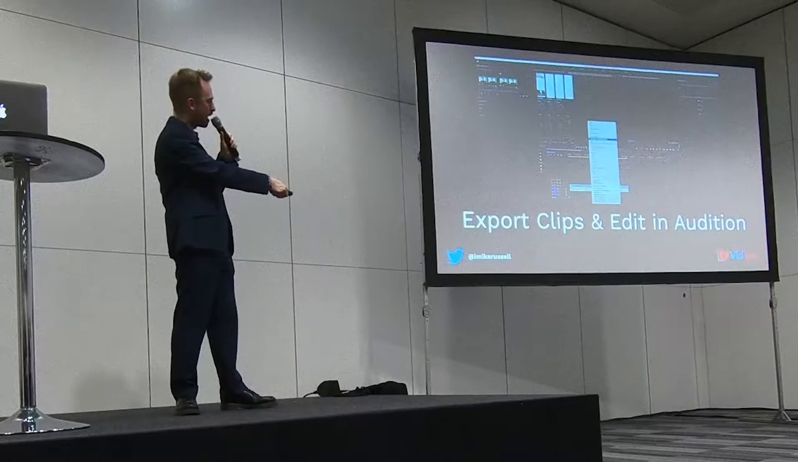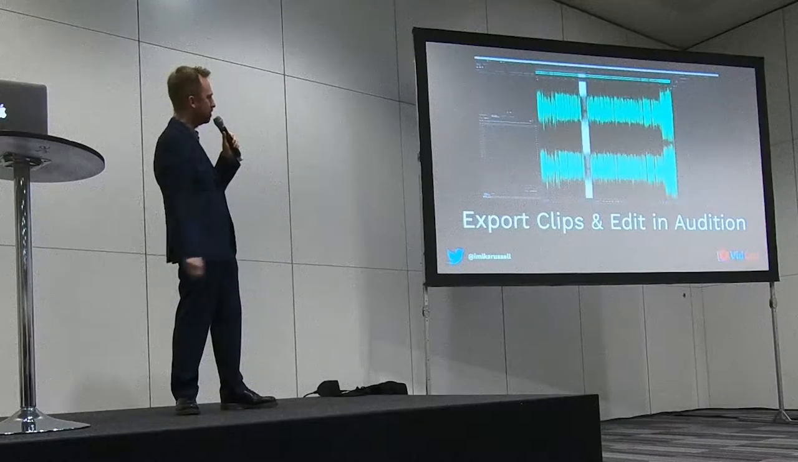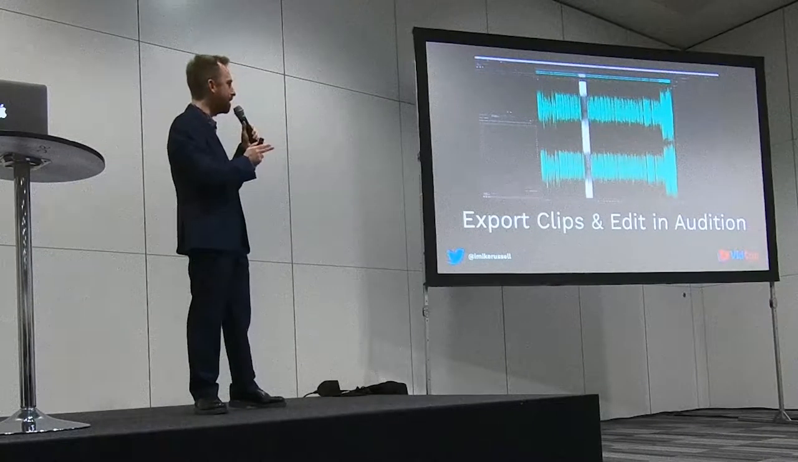Like this, you just right-click on the audio inside your sequence, you look for Edit Clip in Adobe Audition, and within a couple of seconds, boom, it'll render it out in Adobe Audition. You can make any changes you want, apply any effects.